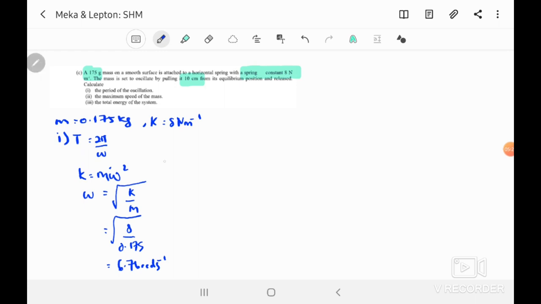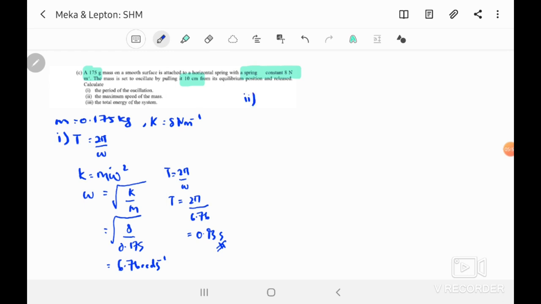So T equal to 2 pi over omega. So T equal to 2 pi over 6.76. So here we get 0.93 second. Okay, settle C1. Kita tengok C2 pula.